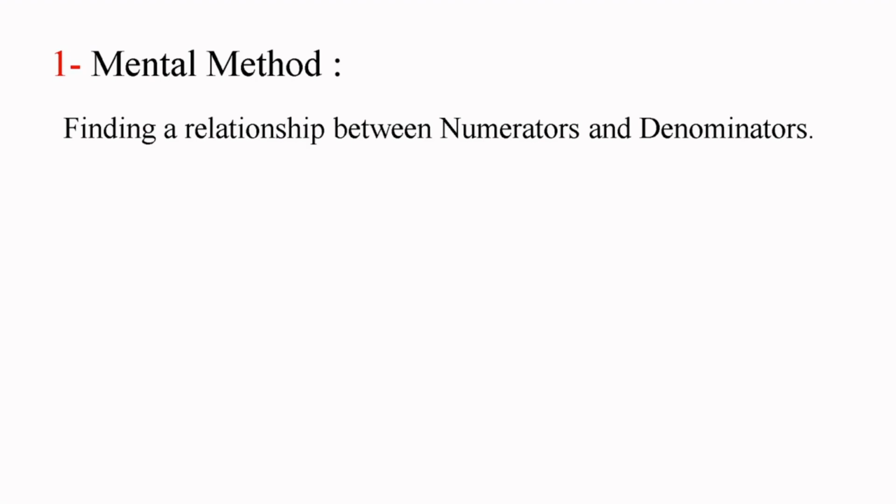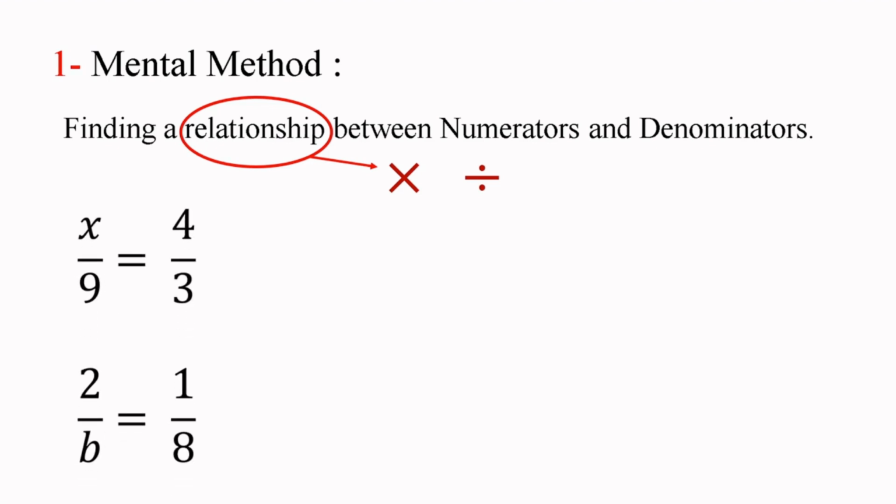The strategy that we are going to apply is finding a relationship between numerators and denominators. When we say relationship, it means multiplication and division. So we are not talking about addition or subtraction. Okay, look at the first example.